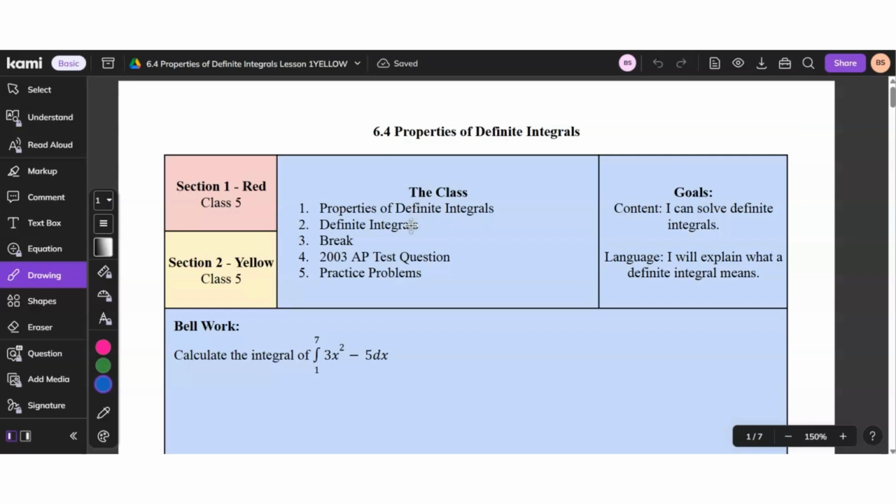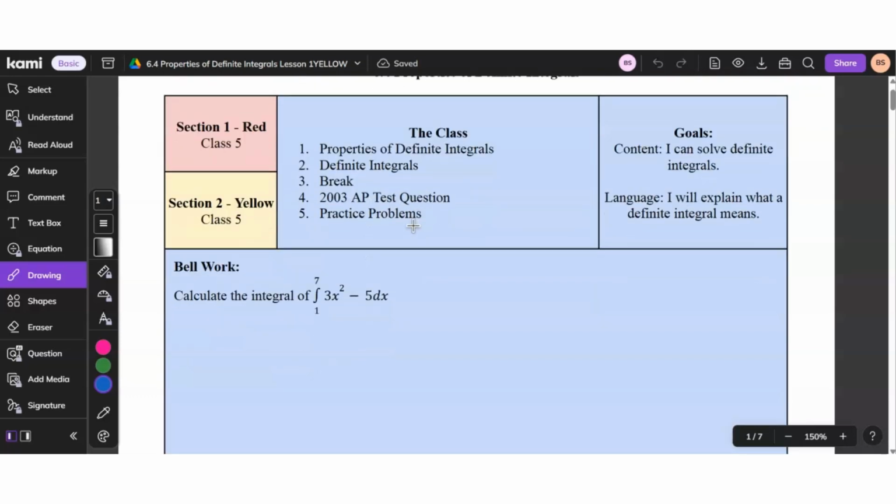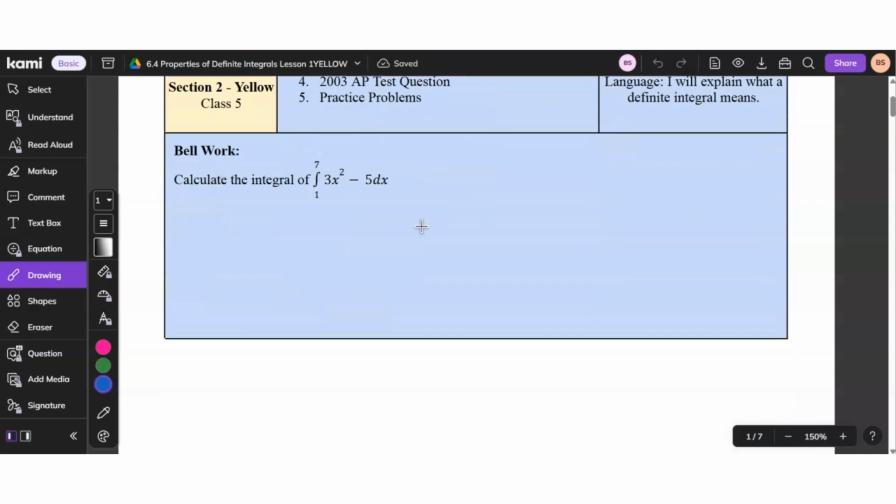This is 6.4, properties of definite integrals. We already did indefinite. And we've done definite as well. Now we're just going to learn what properties they are. You'll find they're quite similar to stuff we've learned before. Let's start with a little bit of review then.